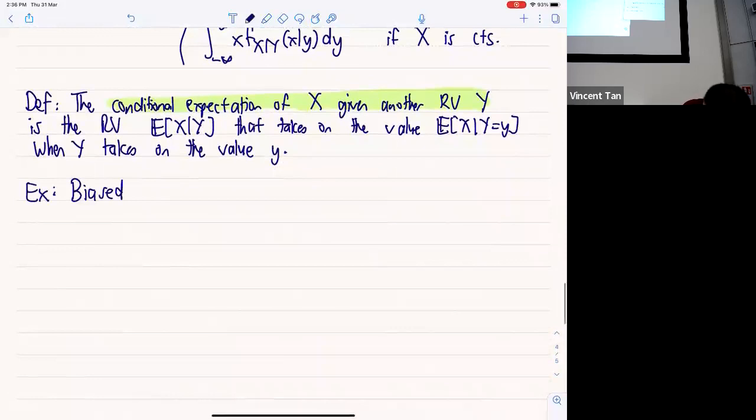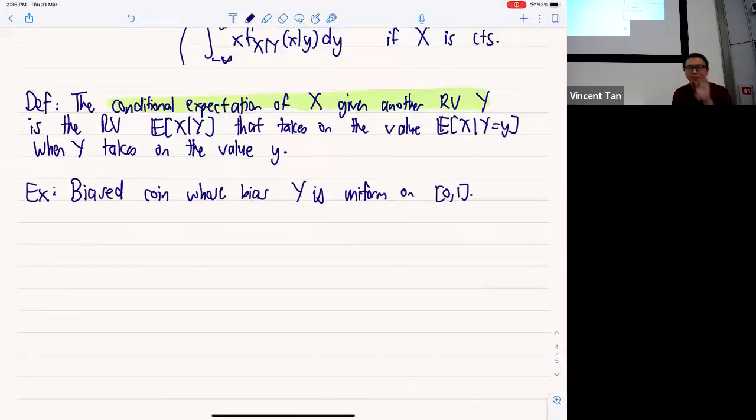Let's consider a biased coin whose bias Y is uniform on the interval 0, 1. What is the meaning here? You have a coin, but the probability that it produces 1 is itself a random variable that is uniform on 0, 1. Before you toss the coin, some random number generator generates Y. Then that Y is fixed, and then you toss a coin with bias Y. Understand?